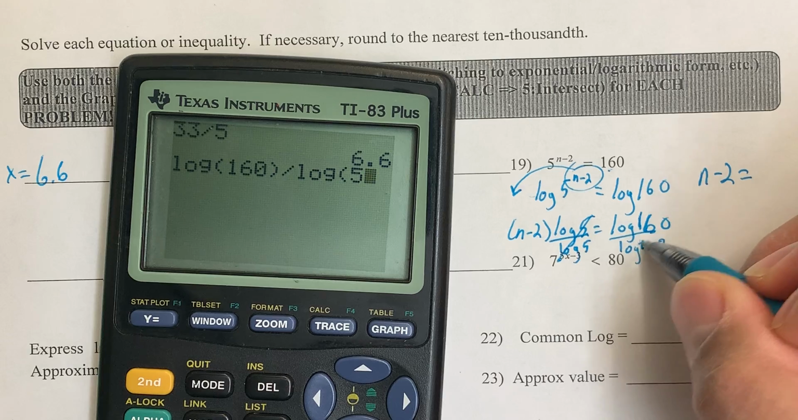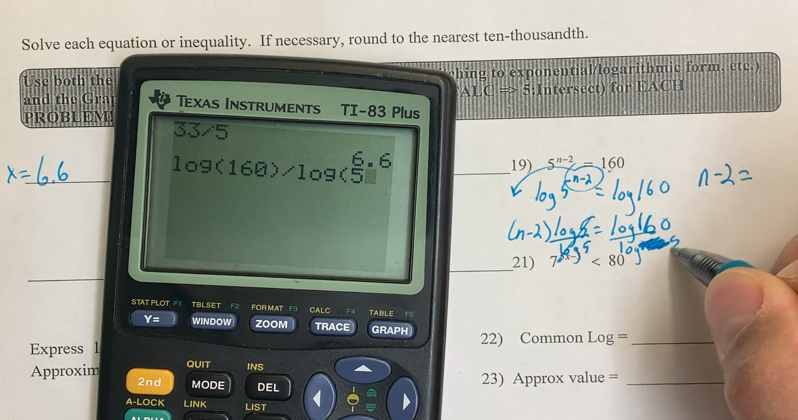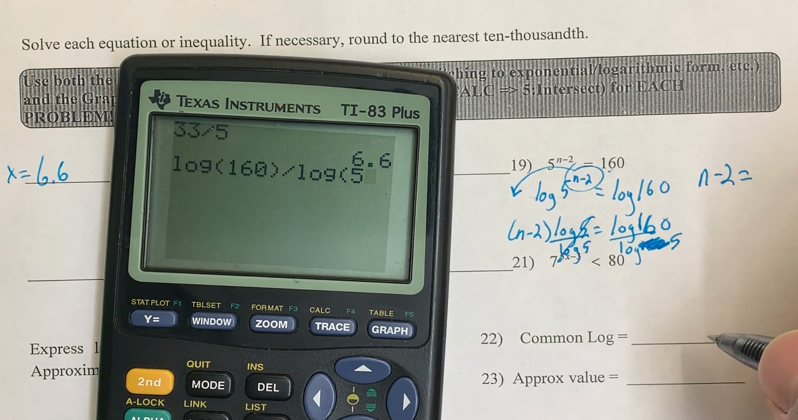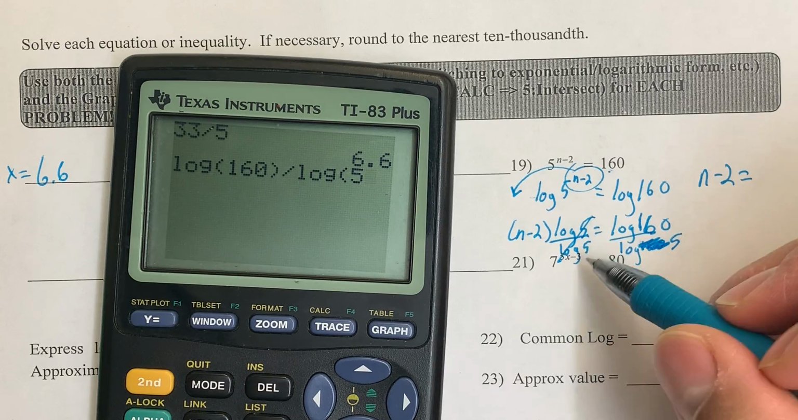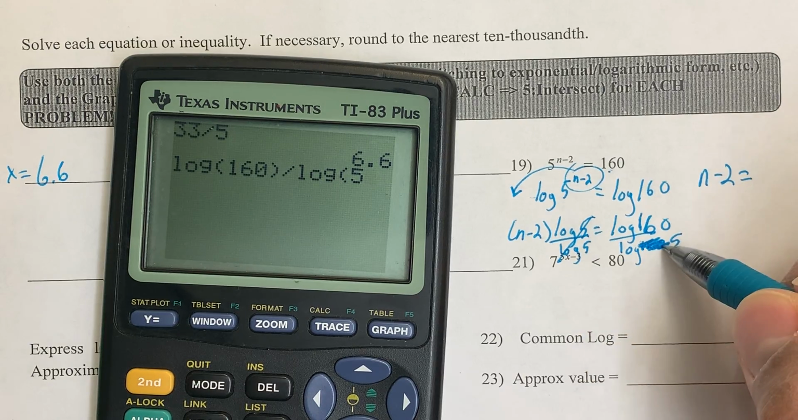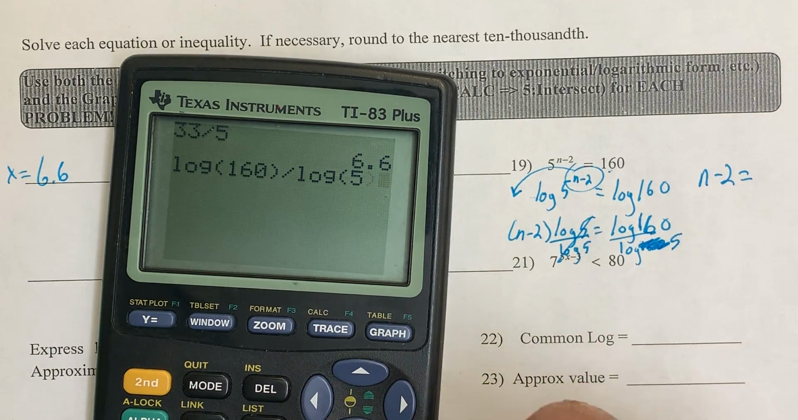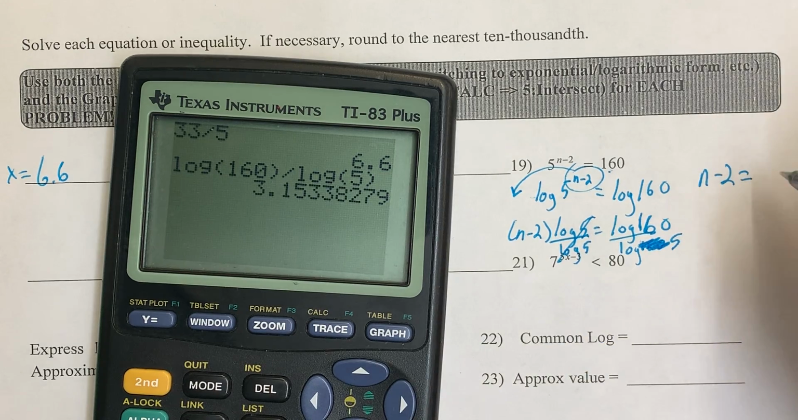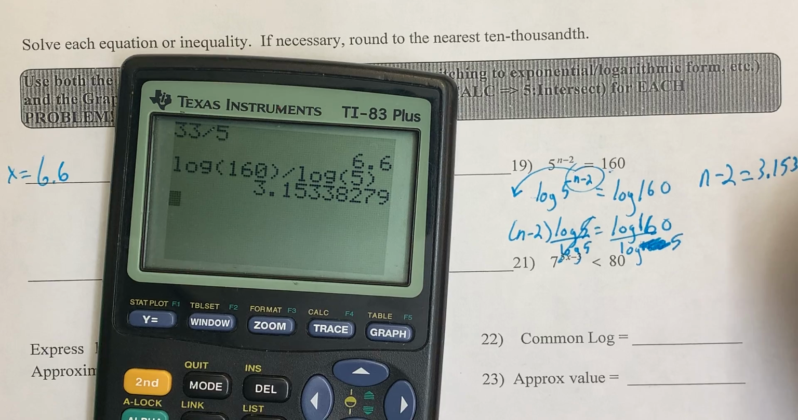Oops, I wrote that wrong, didn't I? For all of you who are confused, you were right, I was wrong. I wrote the wrong logarithm. Log of 5 on this side, log of 5 on that side. Divide both sides by the same number. And I get 3.1534, right? Still going to 4 decimal places, okay?